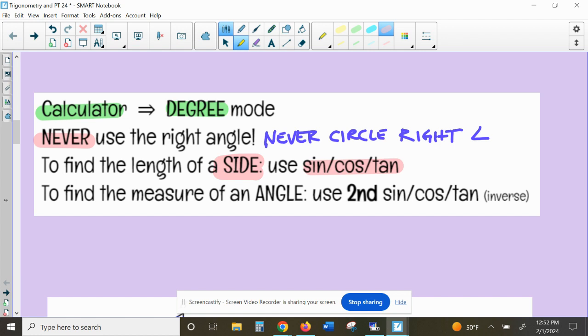Okay, next one is angle. If I want to find an angle, I'm going to use the second button and then sine, cosine, tangent. And we'll see what that looks like after you highlight that. If you want to find an angle, you're going to use the second button. Okay, so instead, this time, pretend like you're about to find an angle. So you're going to hit the second button first. Hit that DGR button. And then you want to underline degree, and then hit enter.